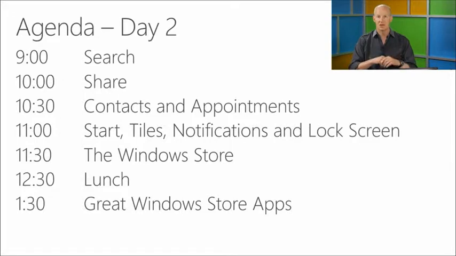From there, we'll talk about share and how you can enable app-to-app sharing scenarios, participating in the app ecosystem that's built into Windows 8.1. And then we'll talk about the contacts and appointments contracts. So how you can integrate into the People app and the Calendar app that's built into Windows 8.1, so you can bring those features into your app so people can have their contacts and their calendar be a seamless integration into your own app when they're dealing with people or appointments.